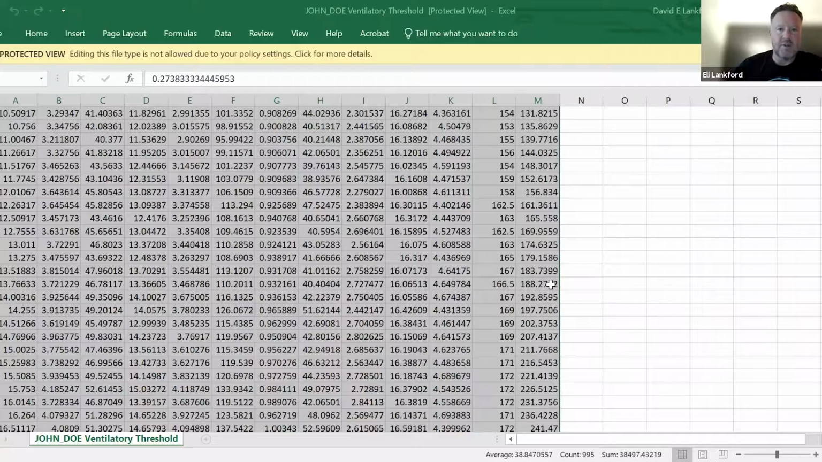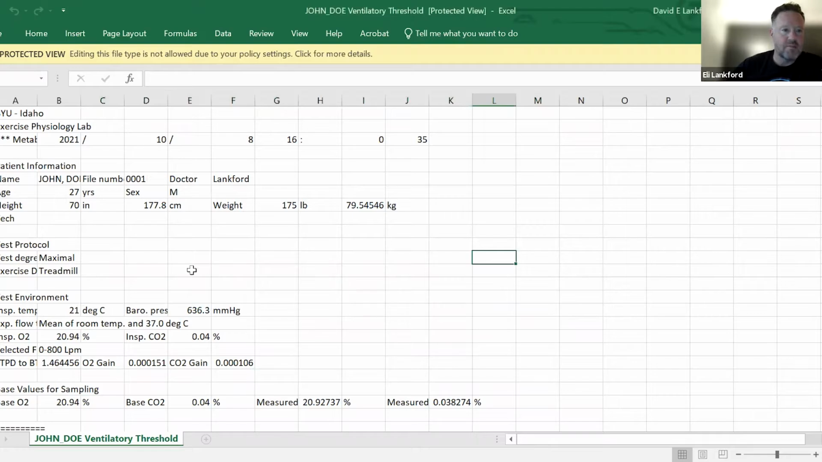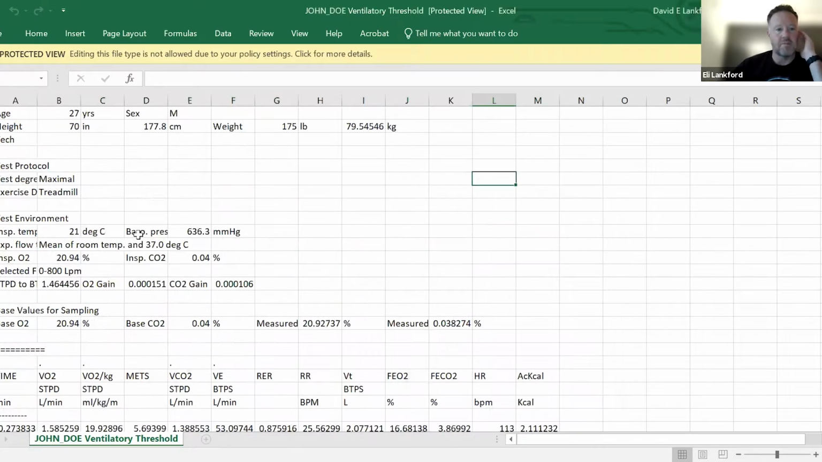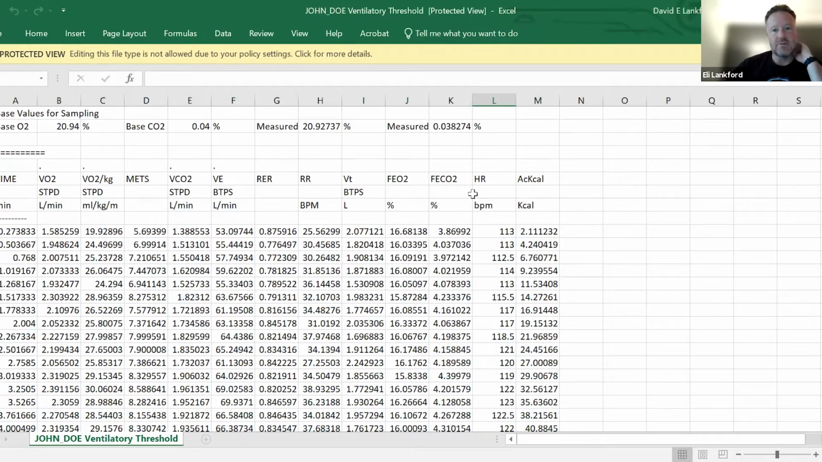So this is what the data would look like. We have participant John Doe, and this is what you have to be careful of: you need to make sure that this is in the same order as what's in the ventilatory threshold file. In other words, VO2 is first, and things like that. It'll make sense here in just a second. You can edit the order of events in the Parvometric system.